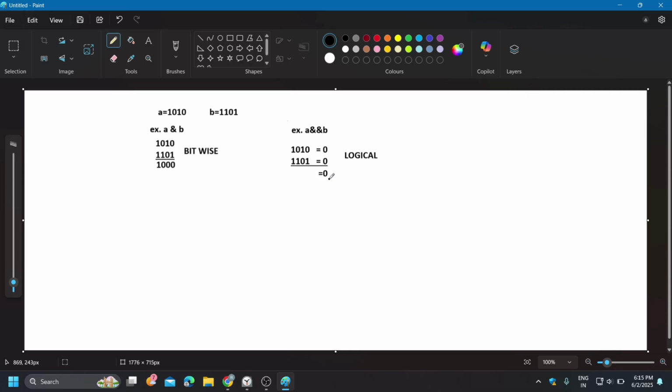So what is happening here? In this bitwise operation, at the output we will get the same number of output bits as the input bits. But in this logical operation, the output is a 1 bit. So this is the key difference between the bitwise and logical operators. Now let's solve the question based on this bitwise and logical operation.